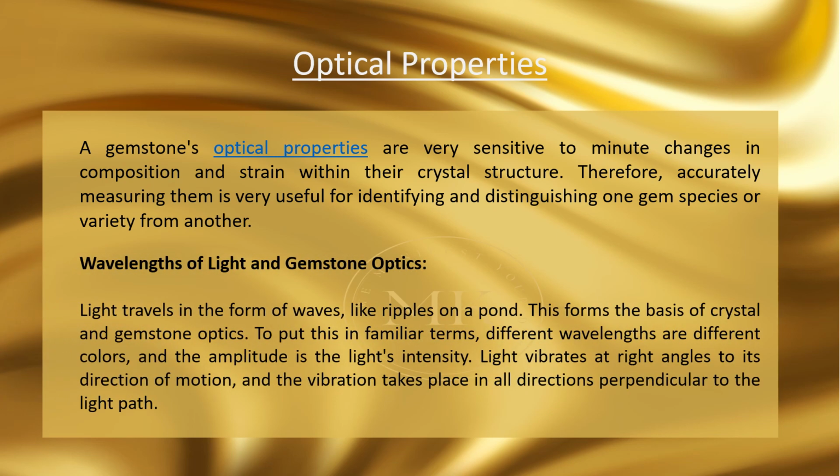The first is wavelength of light and gemstone optics. Light travels in the form of waves, like ripples on a pond. This forms the basis of crystal and gemstone optics. To put this in familiar terms, different wavelengths are different colors and the amplitude is the light's intensity. Light vibrates at right angles to its direction of motion and the vibration takes place in all directions perpendicular to the light path.